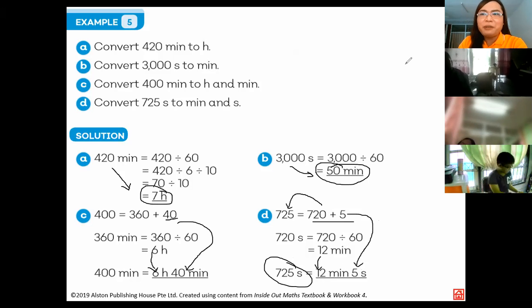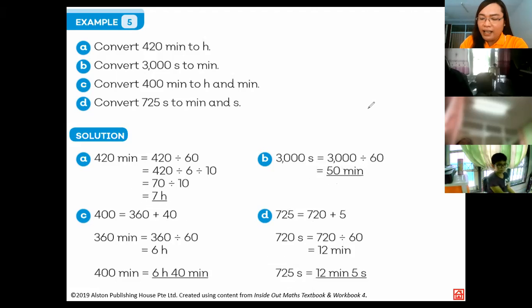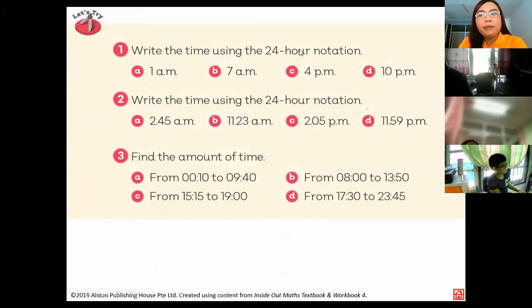I think you're confused right now. It's a little bit difficult. Let's try to have an exercise. Okay, here, let's try to answer number 1, 2, and 3. Let's start with number 1. Write the time using the 24-hour notation. So we have 1 a.m., letter A, 7 a.m., letter B, 4 p.m., letter C, and 10 p.m.